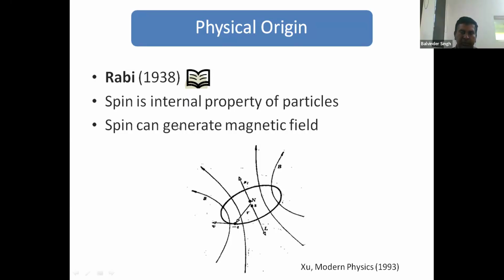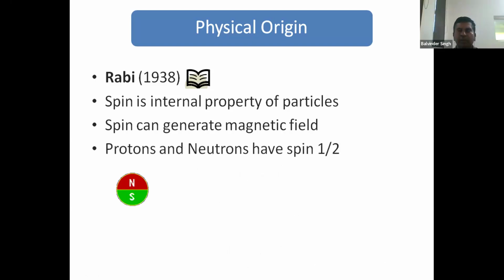This magnetic field has two parts, a north and south pole, and protons and neutrons both have spin half. I am talking about the proton and neutron because the NMR phenomenon is associated with the nucleus. It is not associated with the electron, which we study for our experimental or applied purposes.